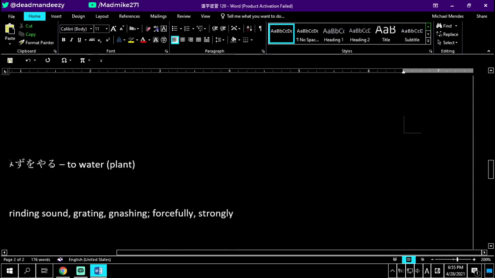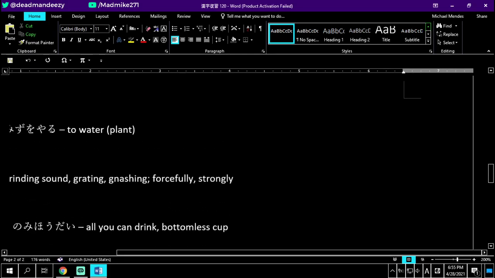A grinding sound or a grating is giri giri. And the last one for today is nomi hodai. Drink as much as you want. A bottomless cup. Nomi hodai.